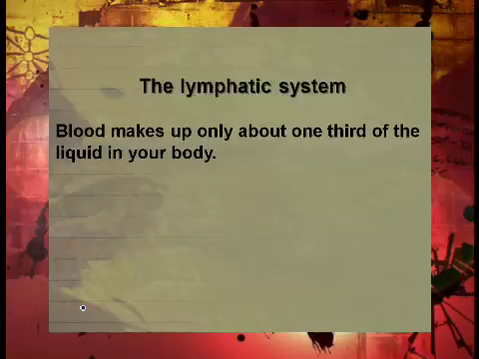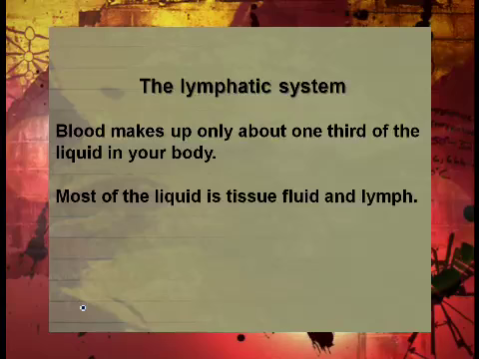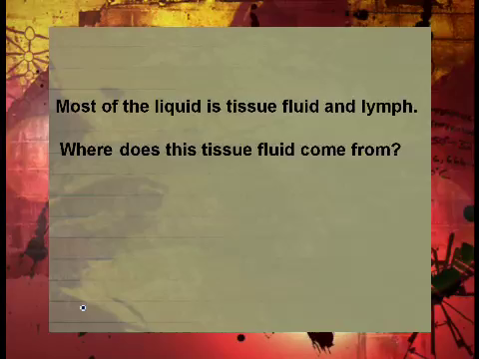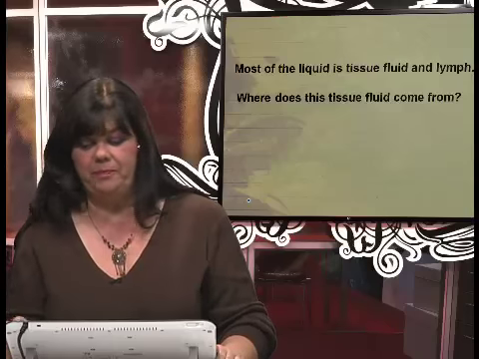It's important to remember that although we think that blood makes up all the liquid in our body, in fact blood only makes up about 1/3 of the liquid in our body. Most of the liquid that we have is tissue fluid and lymph. So where does this tissue fluid and the lymph therefore come from?